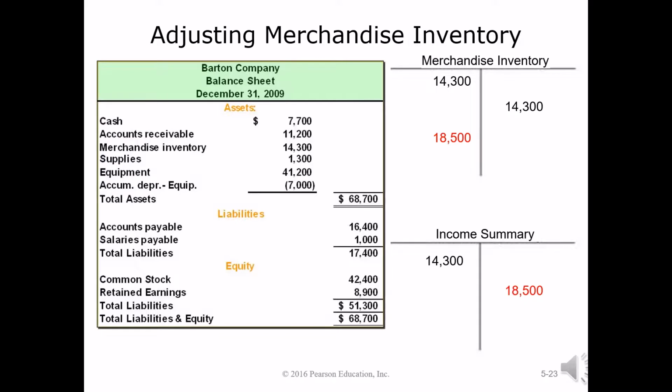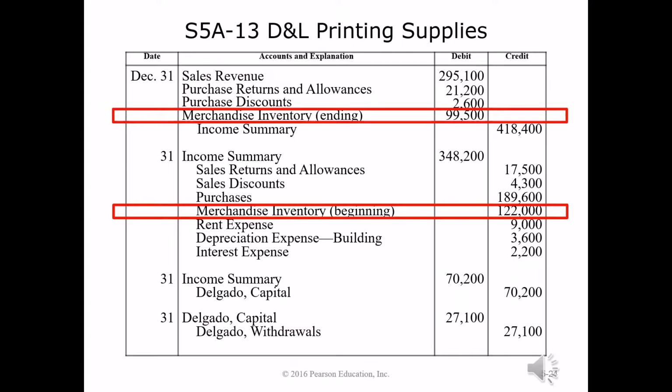Here's an example of some closing journal entries for D&L printing supplies. D&L printing supplies uses the periodic inventory method, and you can see that they have the accounts that we've just learned about: purchase returns and allowances, purchase discounts, purchases, and it looks like we don't have a freight in with this company. It's very interesting to note that with a periodic inventory system, we do not have to make an adjustment for shrinkage in our inventory like we do with the perpetual inventory method.